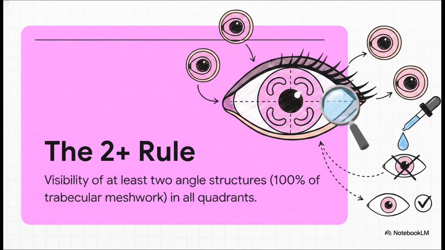This is a strict clinical standard requiring that you must have visibility of at least 2 angle structures in all 4 quadrants of the eye. In practical terms, that means you have to clearly see 100% of the trabecular meshwork. If you see anything less than this, you've got to stop, reassess, and really consider withholding those dilating drops.